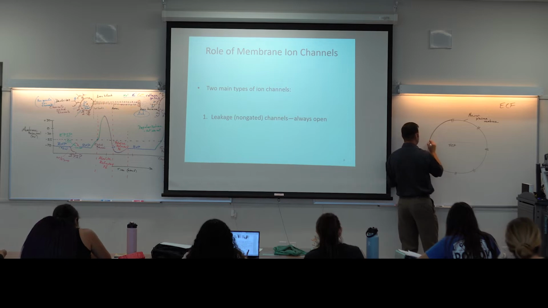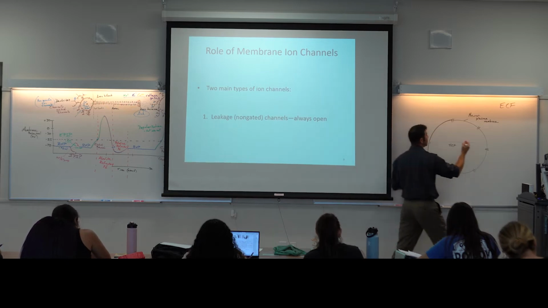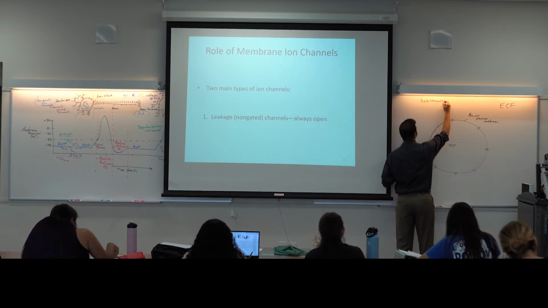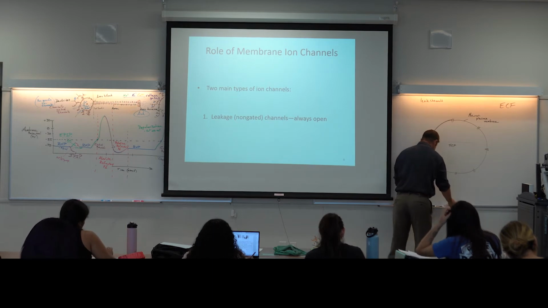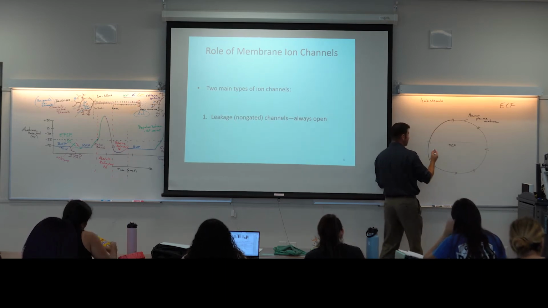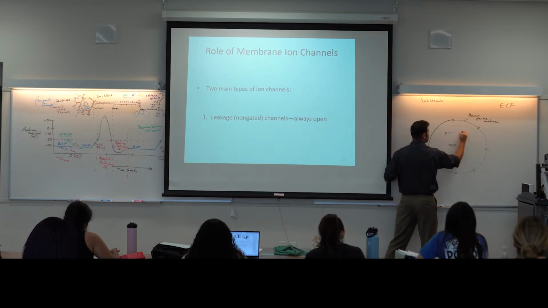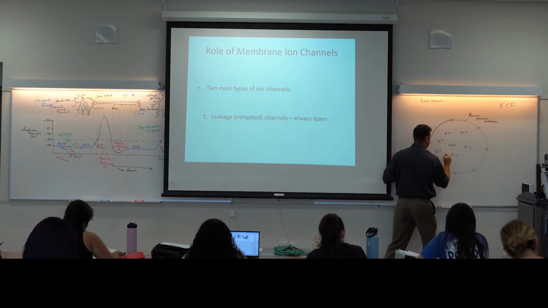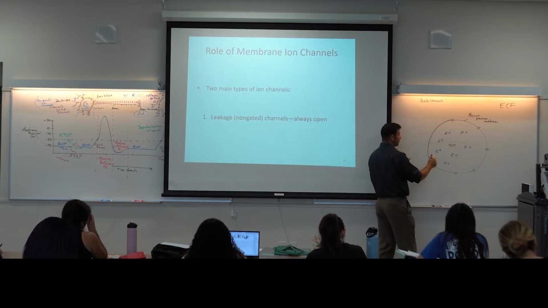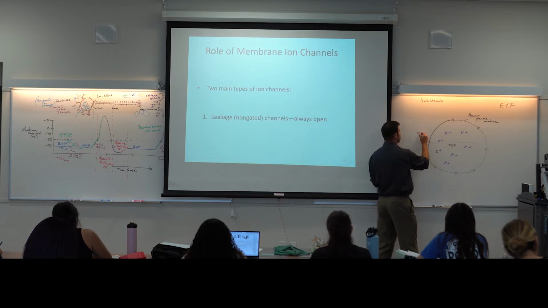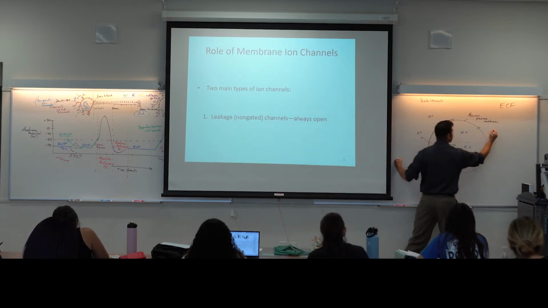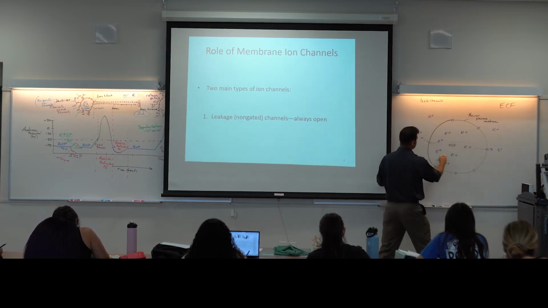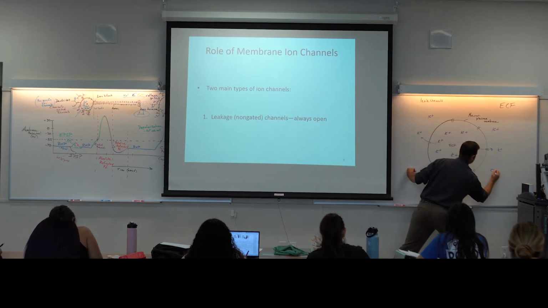Leak channels are just like straws. They're hollow tubes. They're always open. Let's list this as the leak channel. And if leak channels were the only channels that were around, and we had more potassium ions inside the cell than outside the cell, these channels are constantly open, so potassium would just drift to the outside until there were equal numbers of potassium inside and outside the cell. 1, 2, 3, 4, 5, 6, 7. So we've got 3 more to go.